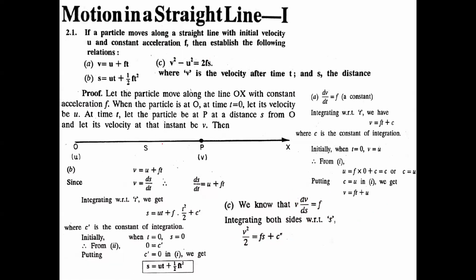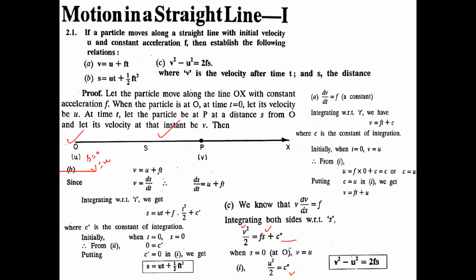Again we have to find a point on this straight line where we know the value of v and where we know the value of s. Obviously it is again at the point O, because here s is 0 and v is equal to u. So initially s is equal to 0 at O and v is equal to u. So we get c double dash is equal to u square by 2, and substituting the value of c double dash here, we will get this relation.